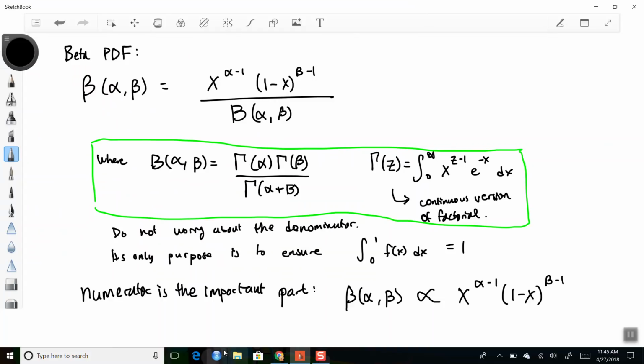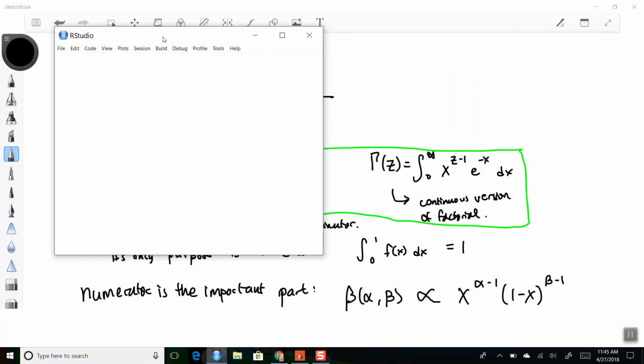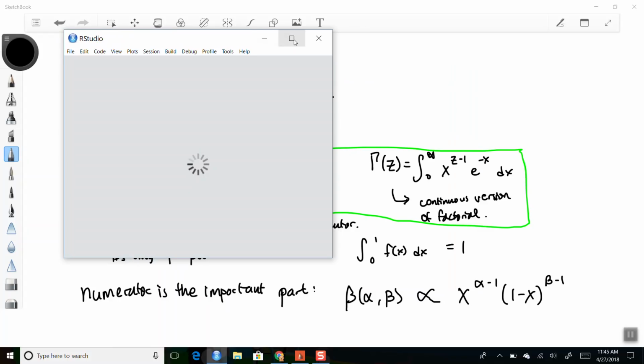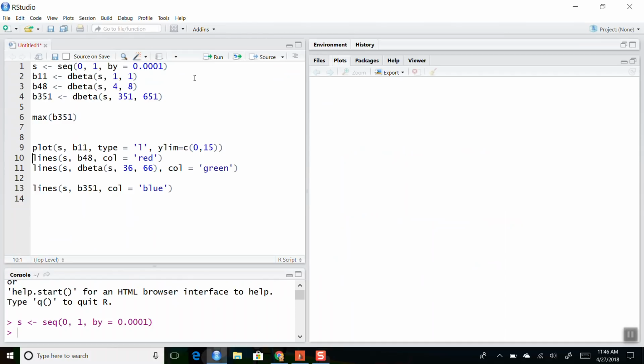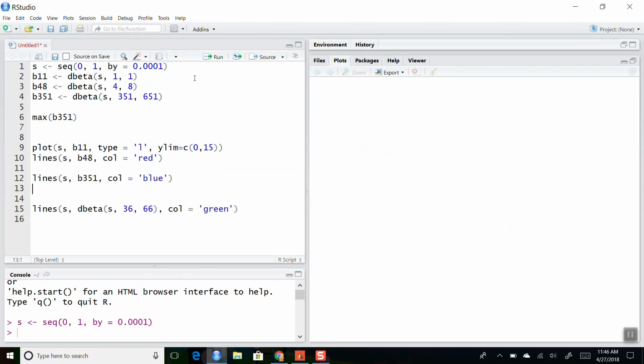Okay, let me just show you some curves, because I drew these very ugly curves in my notes, but they approximate what they're supposed to look like. So here I've got a sequence to go from 0 to 1, and we're going by tiny little increments. And I'm going to calculate the density of the beta distribution, basically the PDF of the beta.